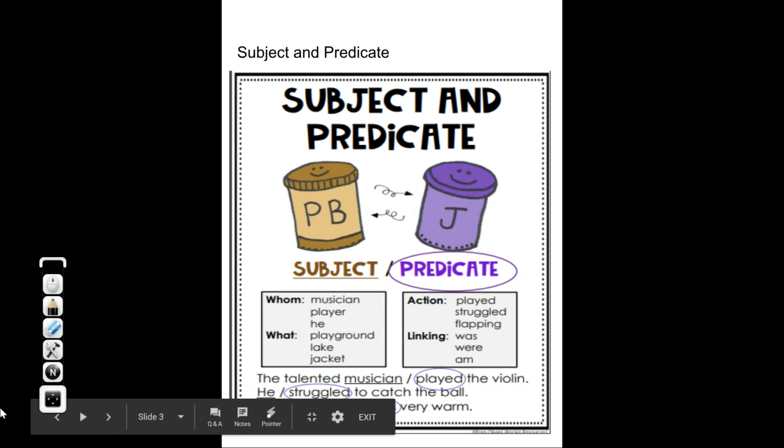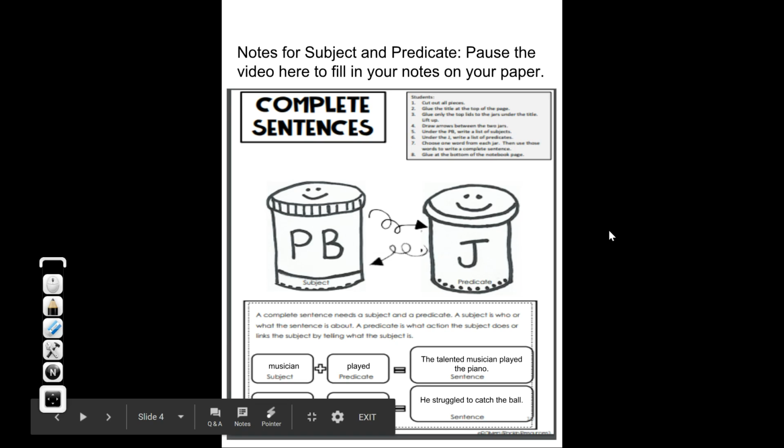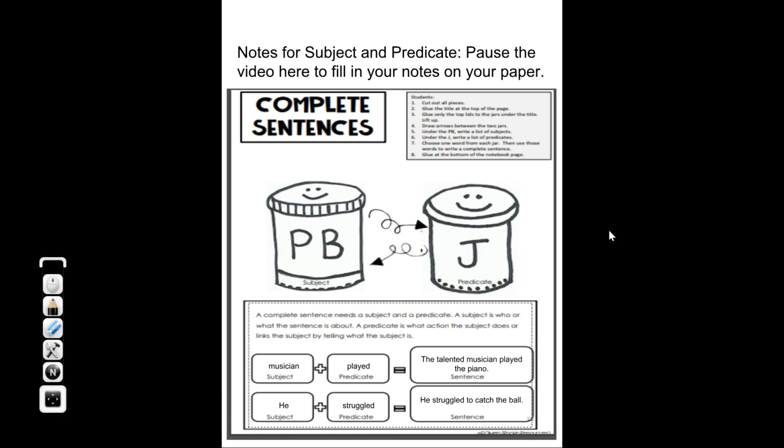So let's go on to our next slide. And this is where, boys and girls, we're going to complete some notes, okay? So once I am done talking about this page, I will tell you to pause the video and you are going to fill in the notes, and I will underline what you need to write on your note sheet. So here we have just some review. We have the picture of the peanut butter and jelly, the subject and the predicate. Think of the peanut butter as the subject and the jelly as the predicate. Okay, and then over here, this is already on your paper, but this is our definition.